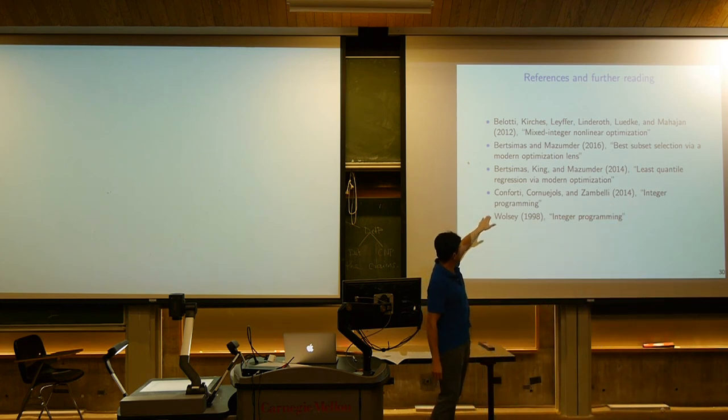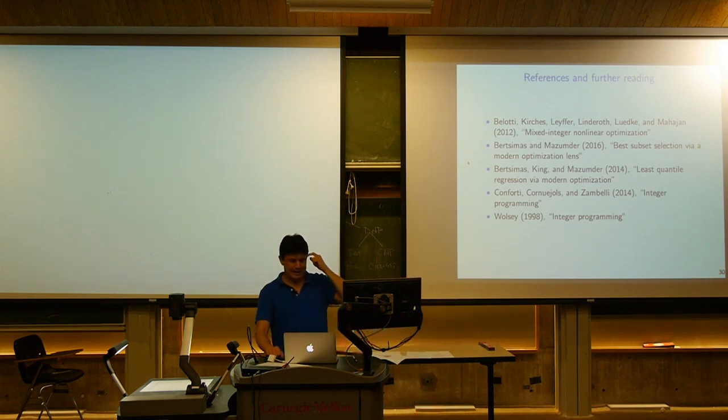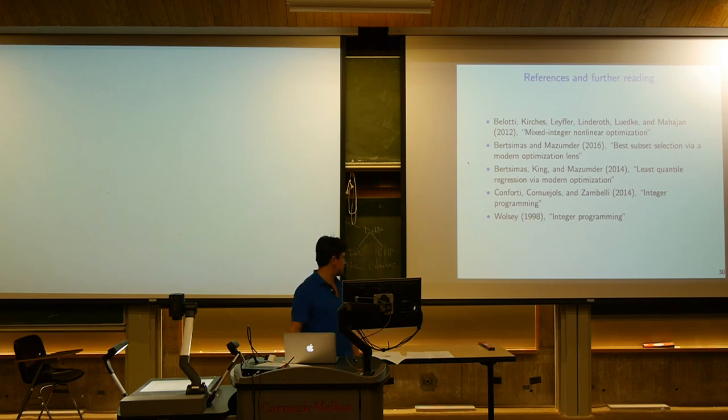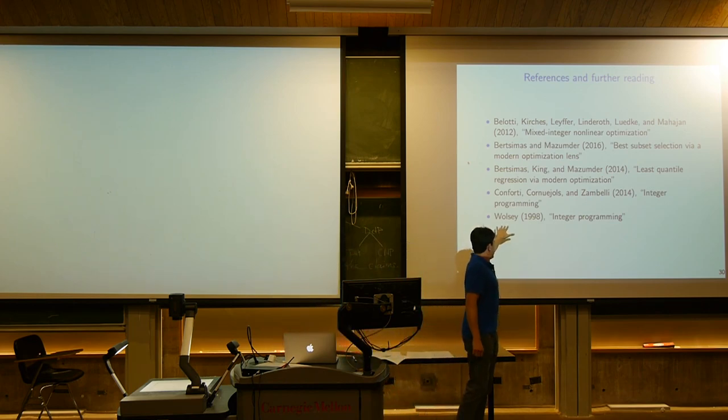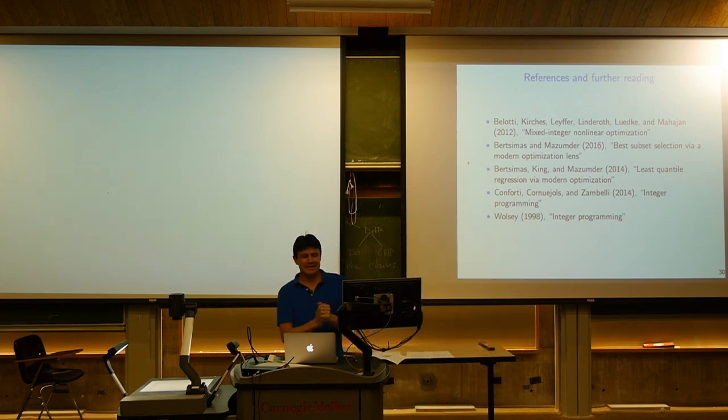And then there are these two very nice books on integer programming. This one, Cornuejols, I already mentioned his name, he's a colleague at the Tepper School. And then Conforti and Zambelli were students of his. They graduated a number of years ago. They both are Italian. Conforti is at some university, I think Bologna, and Zambelli is in London. And then there is an old book, but I still find it extremely readable. It's maybe the nicest, most accessible book for integer programming, by Wolsey. It's a little bit old, but it's still a very nice read.